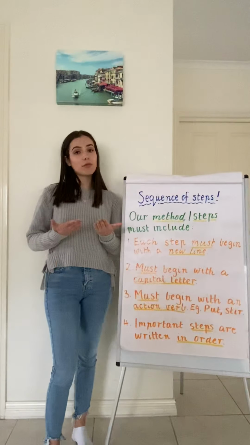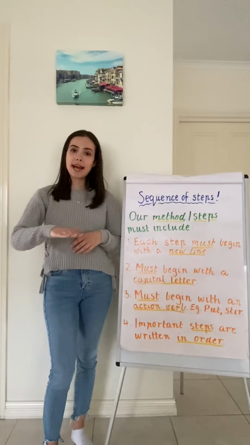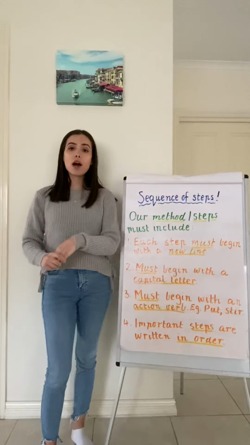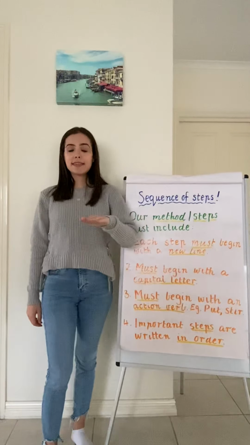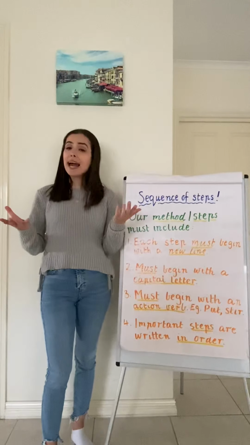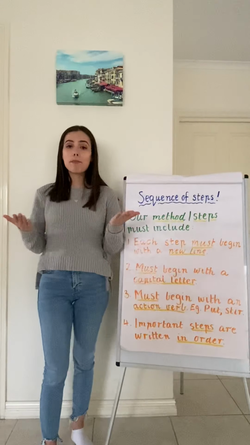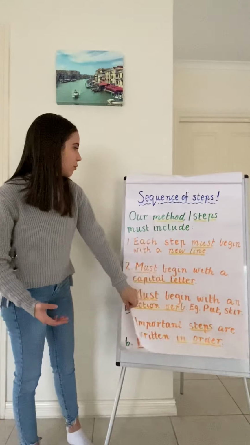And number four, important that all the steps are written in order. So like your personal recounts, you write what you did at the beginning and you go through the whole day until the end. It's the same thing with your method. You're going to start with what you have to do first and work your way to the end where you'll have your finished product. So if I am baking a cake, I'm not going to tell someone to put something in the oven when they haven't even made the batter or mixed anything yet. Let's look at our example.